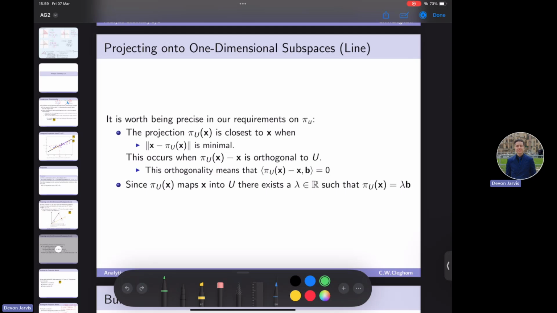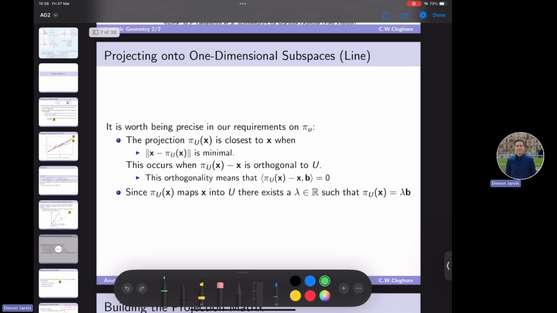Okay, so it is worth being precise in our requirements of this mapping. The projection pi U of X is closest to X when the distance between the two is minimal, right? This is our norm, so you can be using the L2 norm in this case. There is the general case, and we will discuss that in a little bit. But for now, just think of it as being Euclidean, the Euclidean norm with the dot product as our inner product. So we're now saying the distance covered between our projection and the original matrix must be minimal.